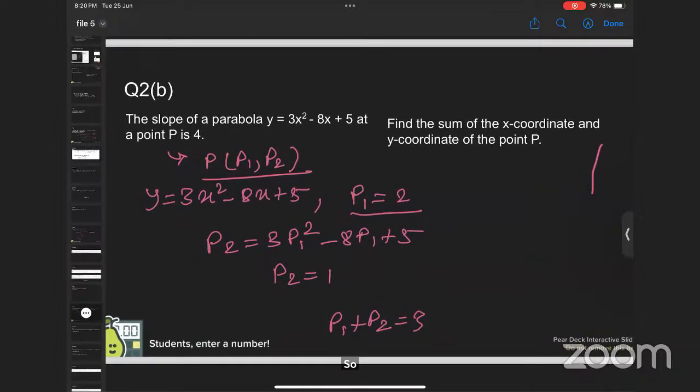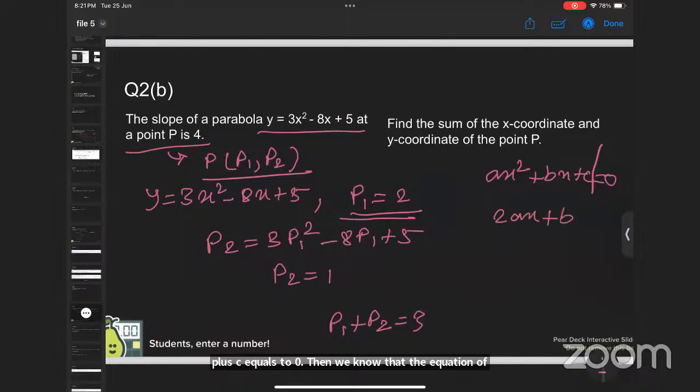So for the value of P1, we are given that the slope of the parabola at the point P is 4. So if we have the parabola ax squared plus bx plus c equals 0, then we know that the equation of the slope is 2ax plus b at the point x. If we compare this to the equation, we have a equals 3 and b equals minus 8. Here we are given that the value of the slope at the point P is 4. That means 2aP plus b equals 4, right? Here P equals P1, so it will be P1, because we are taking the x-axis as P1 and the y-axis as P2. The value of x.